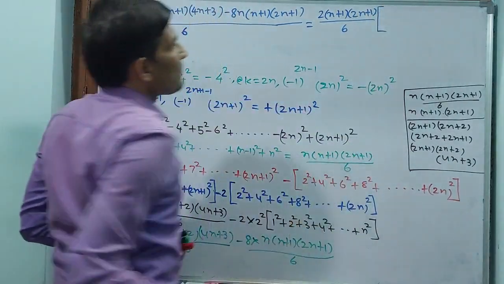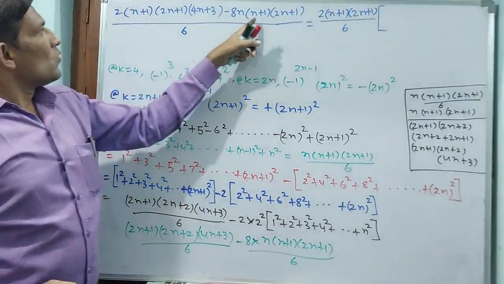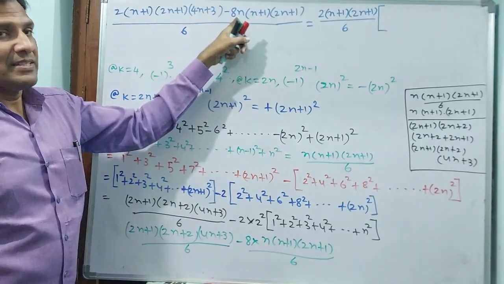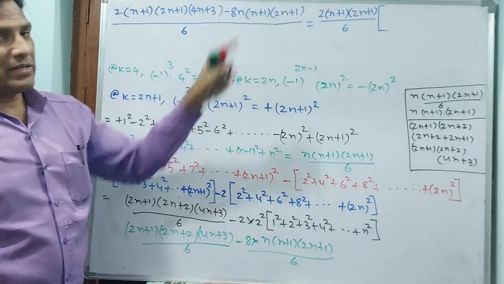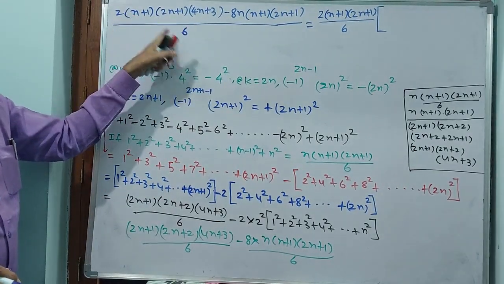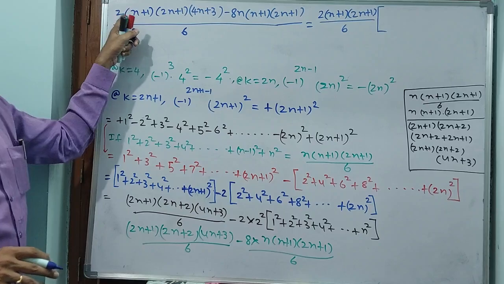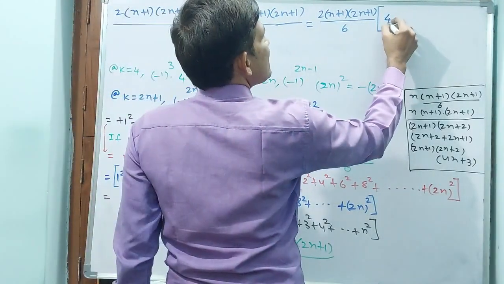Okay, now you see 2 is there, n plus 1 is there, 2n plus 1 is there. 2 is there means inside it is going to become 4. 4 is there, n plus 1 is there, 2n plus 1 is there. Is there? Yes. Okay. Now here, if it goes, denominator you don't bother. 2n plus 1, 2n plus 1 goes means only 4n plus 3 will be there. Write down 4n plus 3.